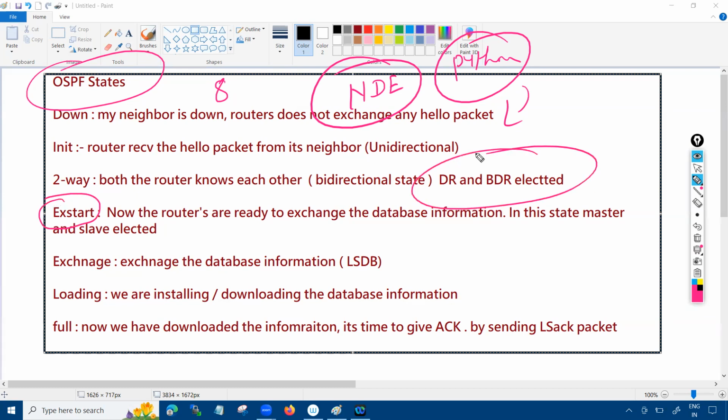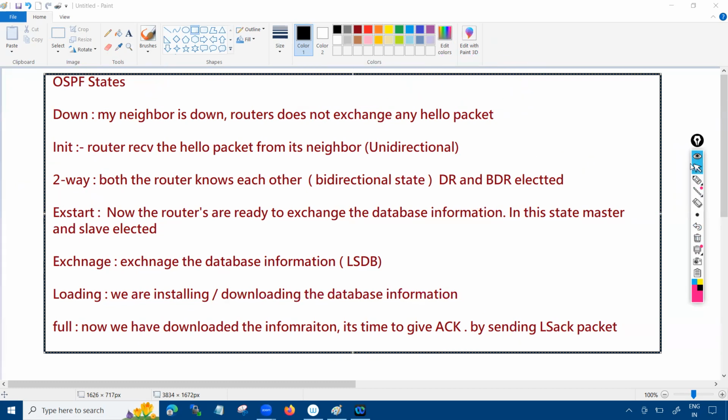In which state can the router see its own router ID? In the two-way state only, right? In the full state, basically, we are going to download all the information over there, right? So these are the questions you may encounter.